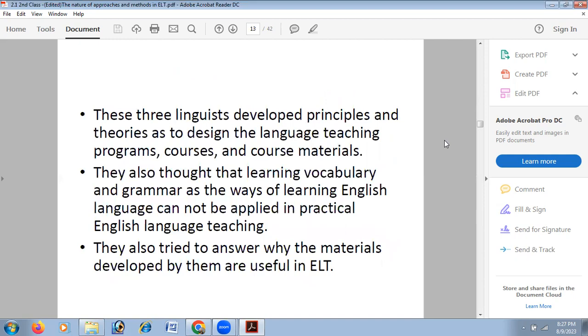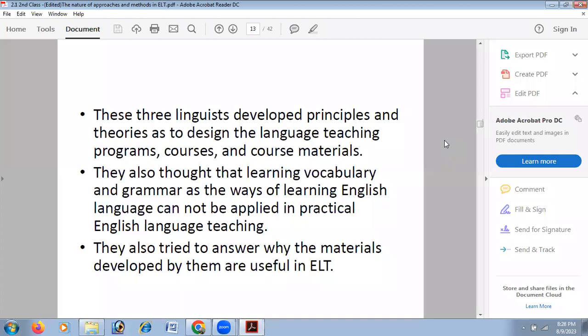So our concern is that these three linguists developed principles and theories to design language teaching programs, processes and course materials. Why did they develop them? We had a context: the grammar translation method was the only method, but it wouldn't fulfill the necessities of the present second language learner. That means communicative practice. So they developed programs, courses and course materials that can be applied in practical English language teaching.